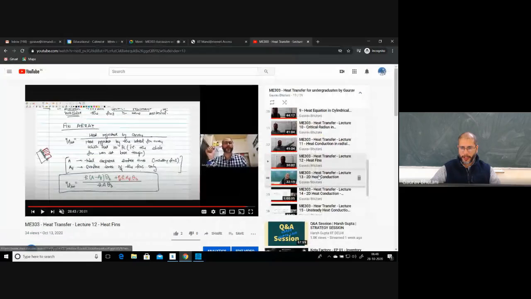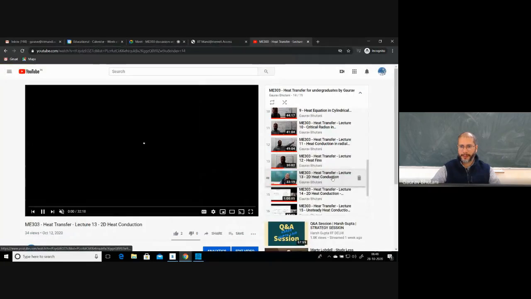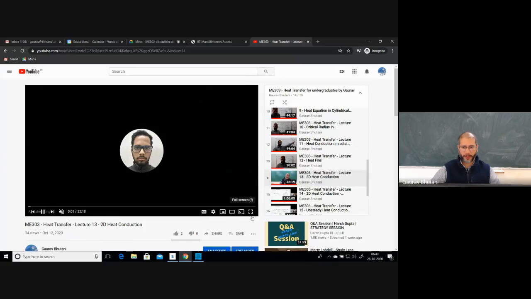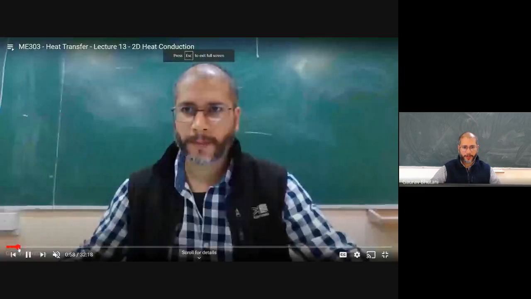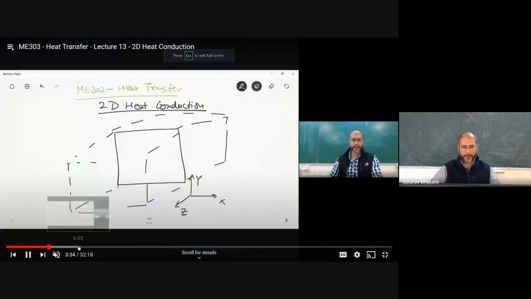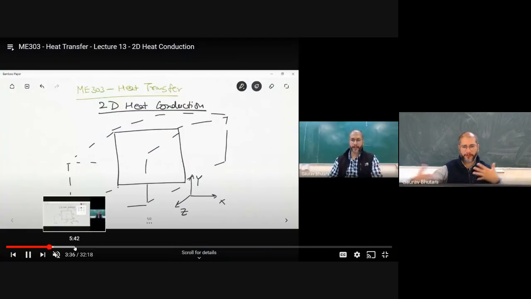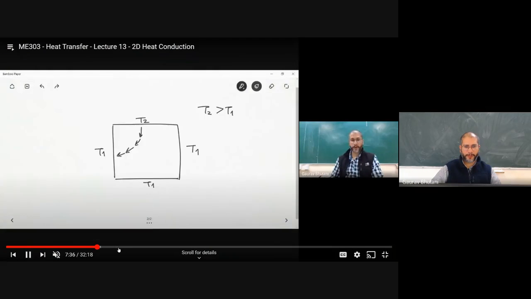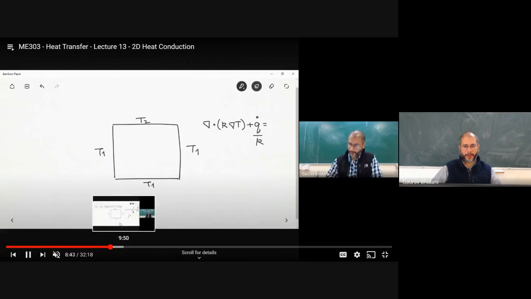So this was lecture number 12. Then the 13th and 14th lectures were on 2D heat conduction. Here we talked about a rectangular bar which is infinitely long in the z direction, and we applied some boundary conditions. In this case, we had hot on the top surface, and the other three surfaces were cold, T1. What that meant was that we will have some heat flux lines going from T2 to T1 at different boundaries.